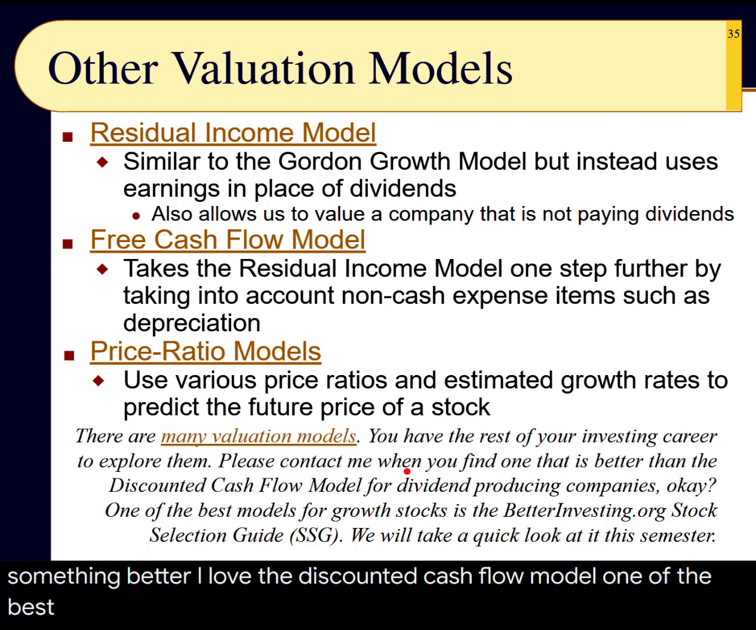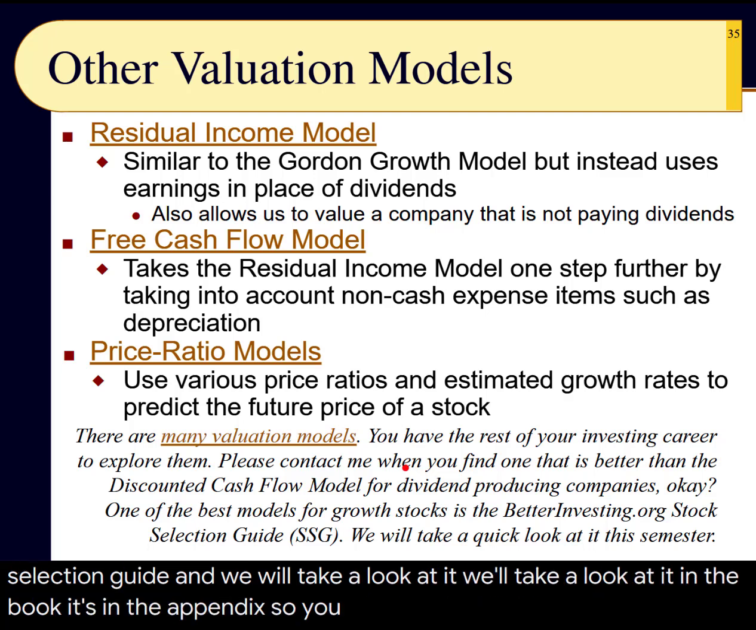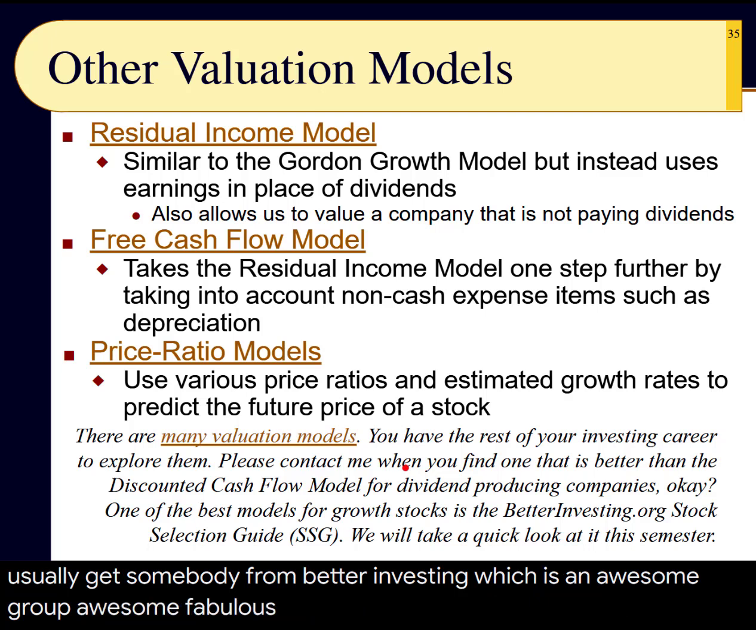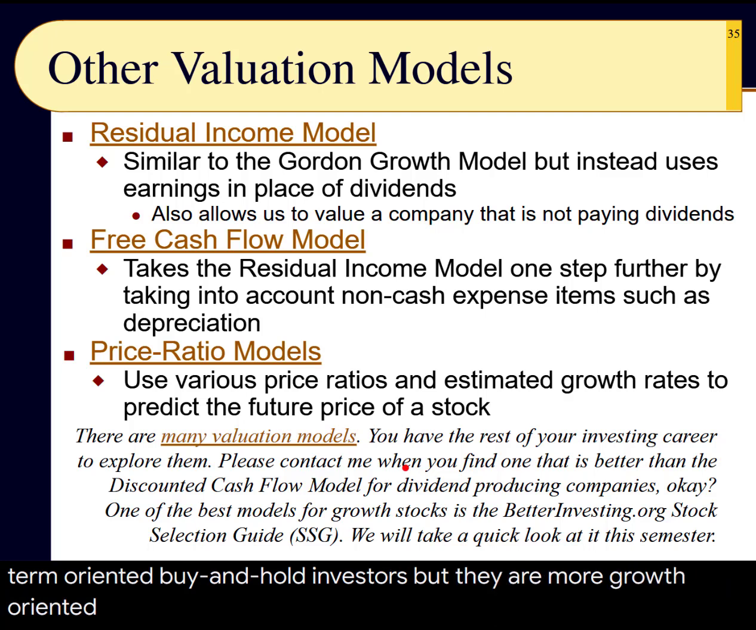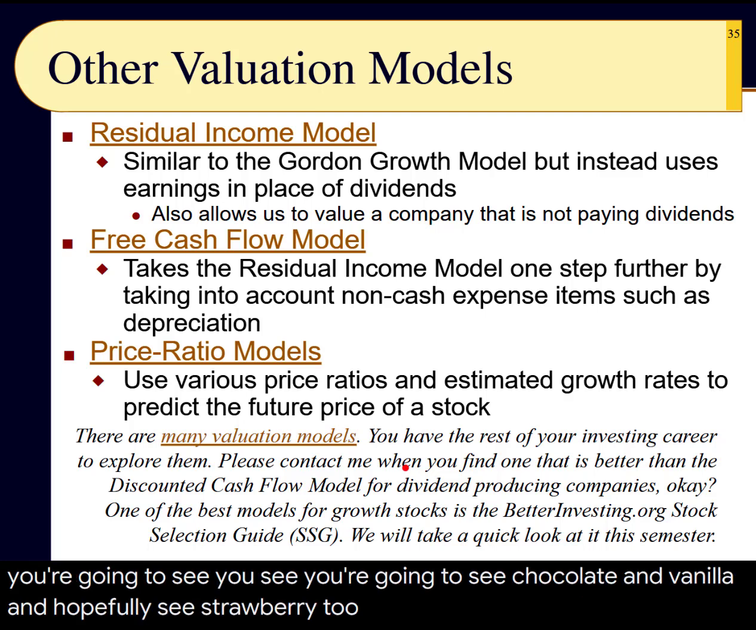One of the best models for growth stocks is the betterinvesting.org stock selection guide. And we will take a look at it in the book. It's in the appendix, so you can look at the appendix. Or we usually get somebody from Better Investing, which is an awesome, fabulous group that's been around since 1951 and helping investors be prudent, long-term oriented, buy and hold investors. But they are more growth oriented. They're not as dividend oriented as I am. So remember, you're going to see chocolate and vanilla, and hopefully see strawberry too.